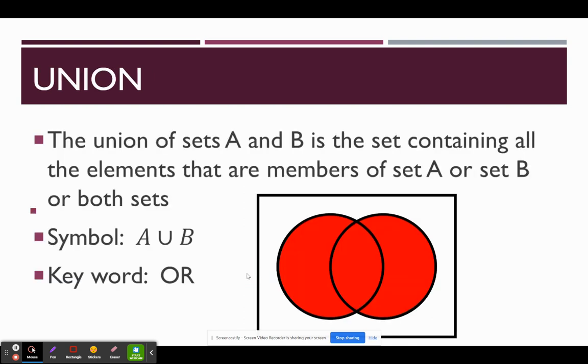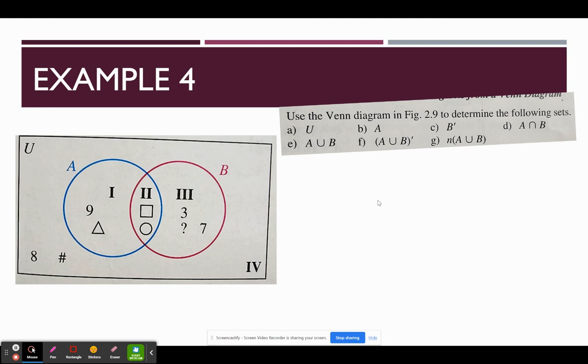The next form we see here is what's called a union. And a union, nice, they use the letter that kind of looks like a U, means "or." The union of sets A and B is a set containing all the elements that are members of set A or set B or both sets. So it could be part of both sets too, which is kind of cool. Let's take a look at an example. This is, again, directly from your text.